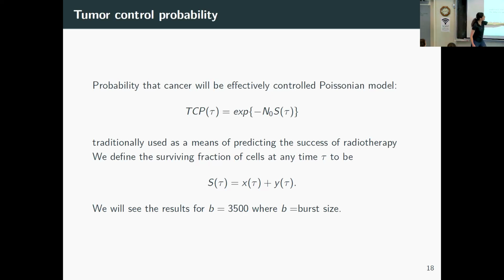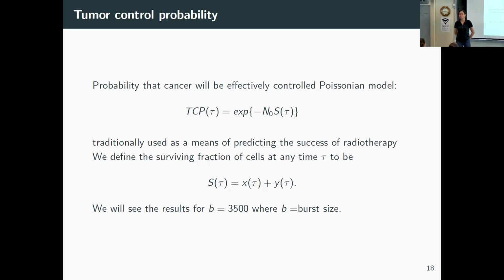So as we saw before, when beta, the burst size, was big, the virotherapy was kind of successful on its own. And now we're going to see the simulations for this value of 3,500. Tau is just non-random time.